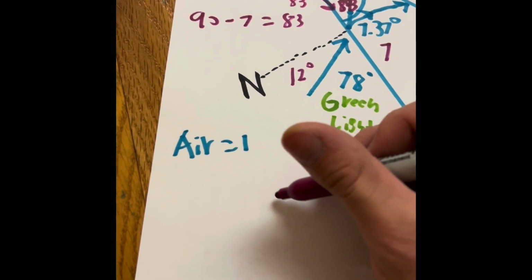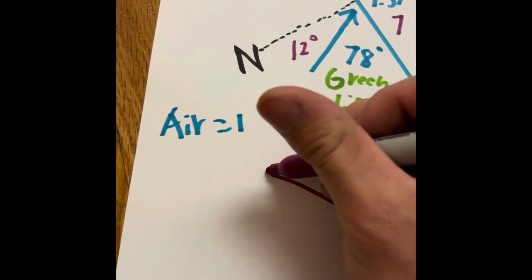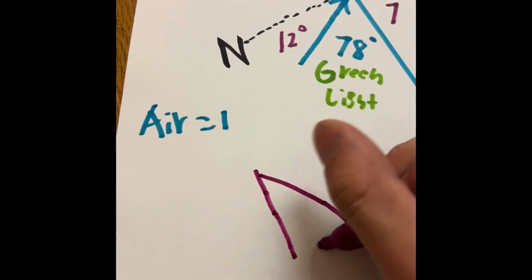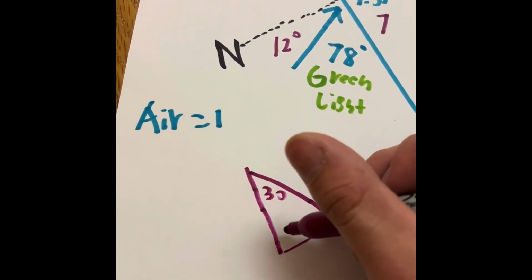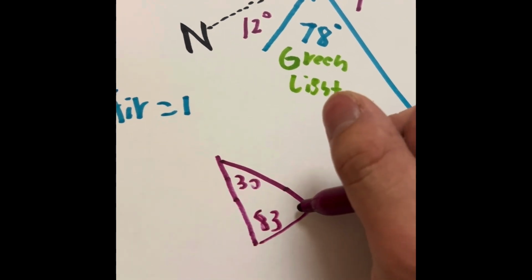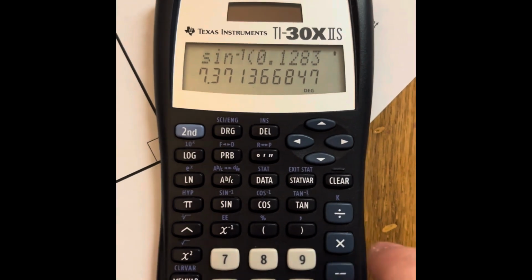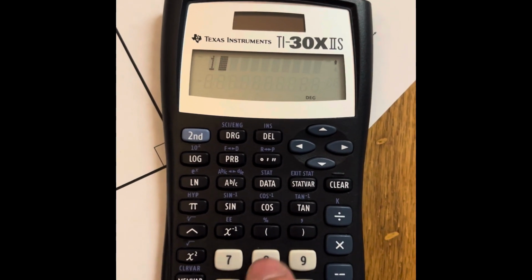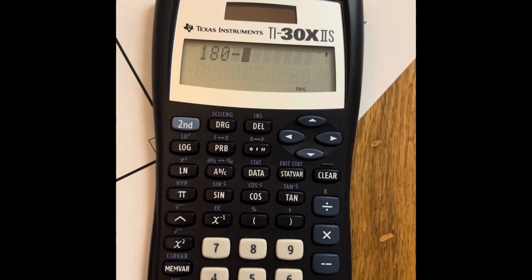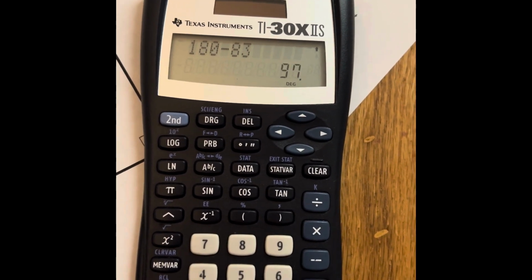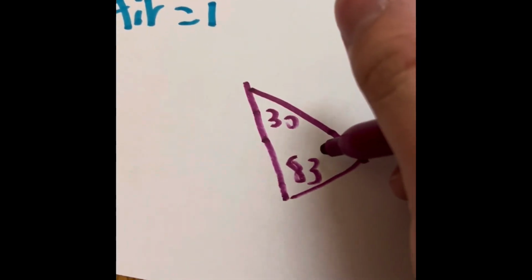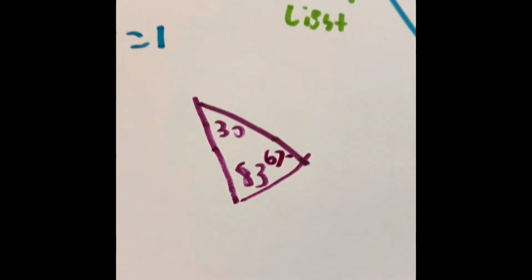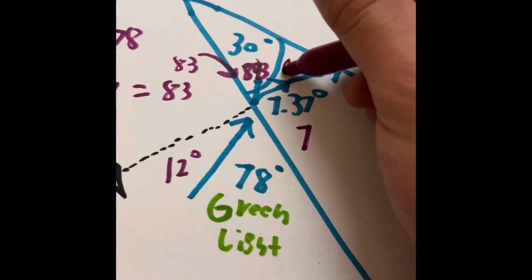I'm going to draw a triangle right here. So right here is 30. This is going to be 83. What number is going to be right there? Let's try it on a calculator. 180, subtract 83, subtract 30, and that should equal 67 degrees. 67 degrees is going to be way over here.